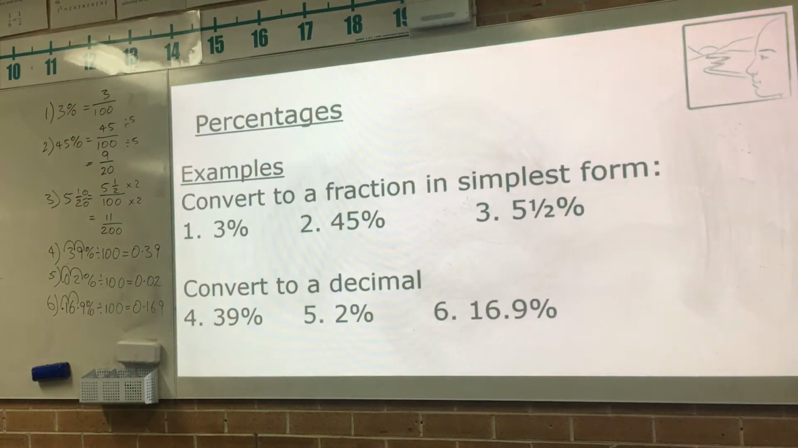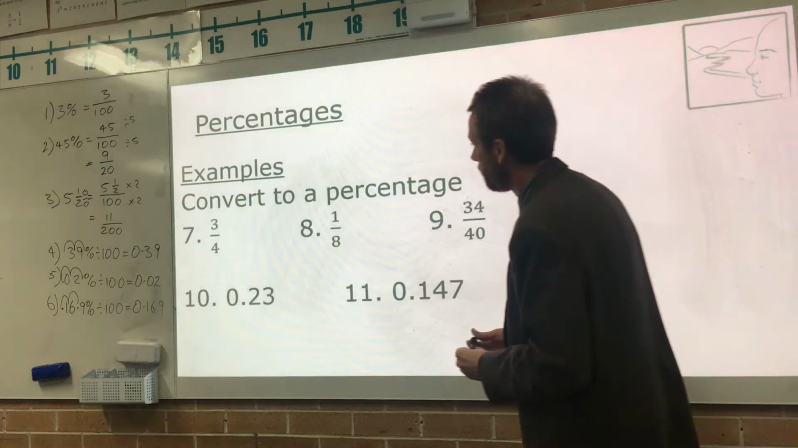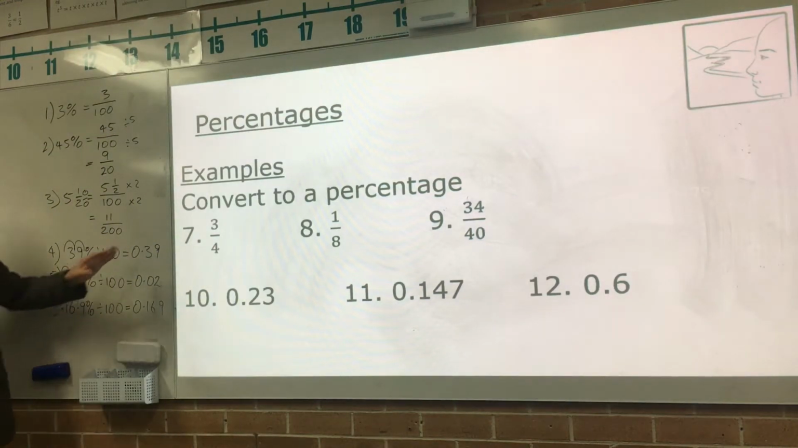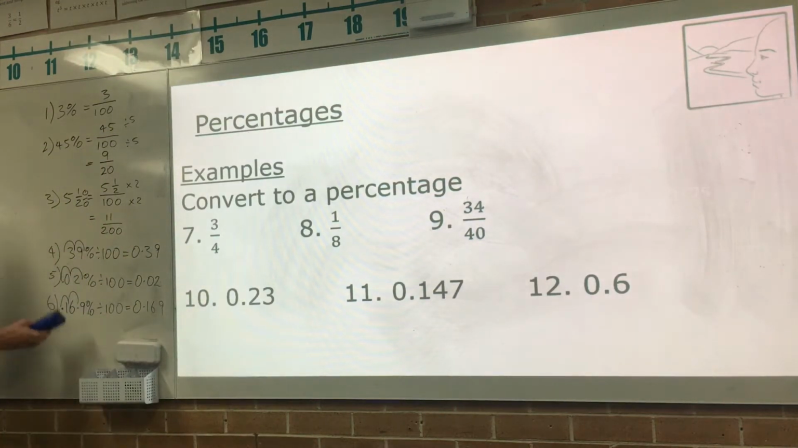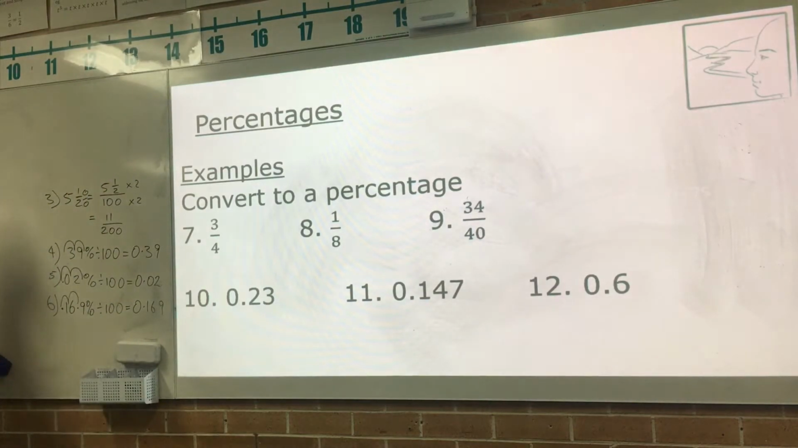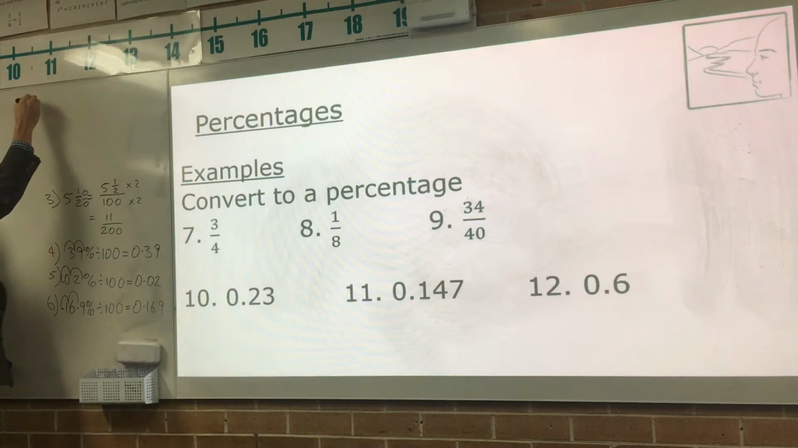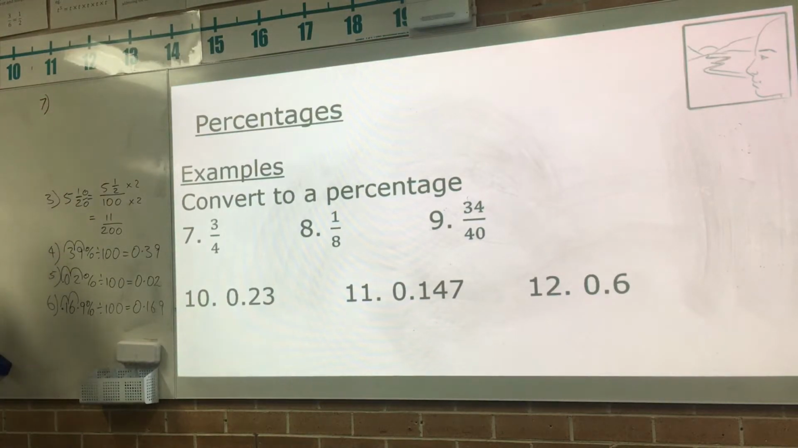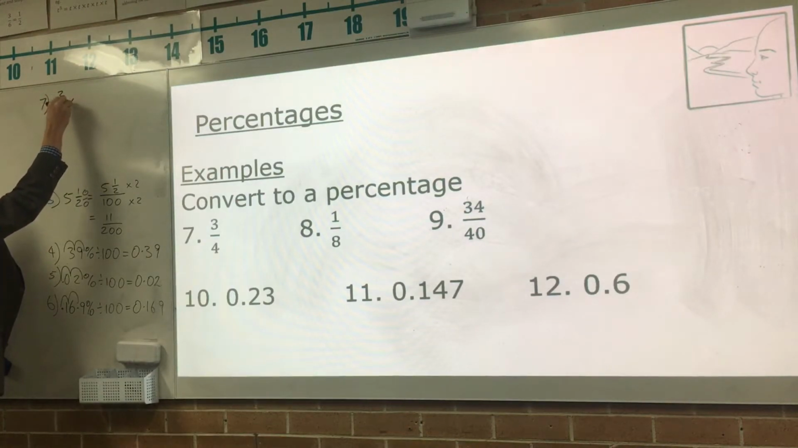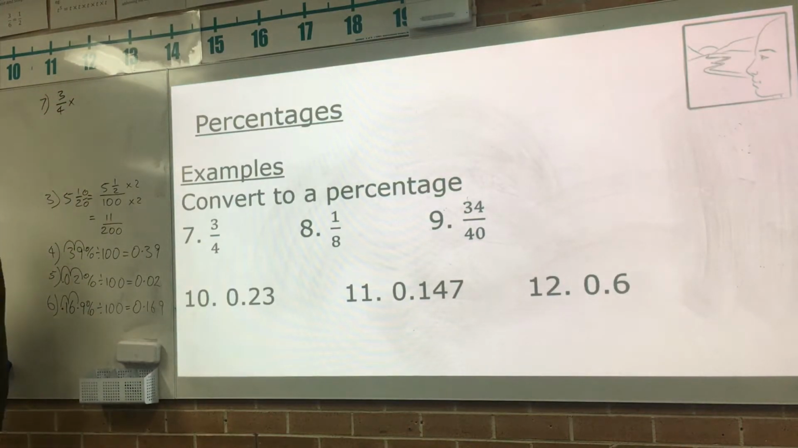Because the next part is a little bit more tricky. Oh boy. Because now we want to convert to a percentage. I'll rub out these top 2 so you can see what I do. Question 7 up here, 3/4. What we said to do is you multiply by 100%.